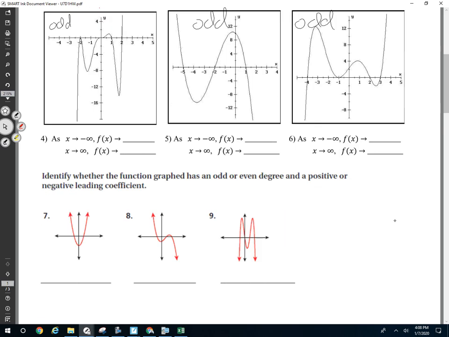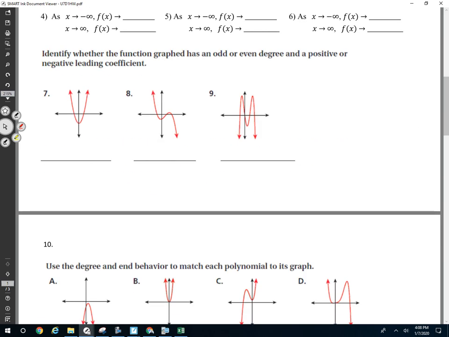I'll let you do the next couple. We should be able to write odd or even really quickly for 7, 8, and 9. Go. And we can put positive or negative leading coefficients for the next three. Flip-flop. This is good. That's correct. That's correct.